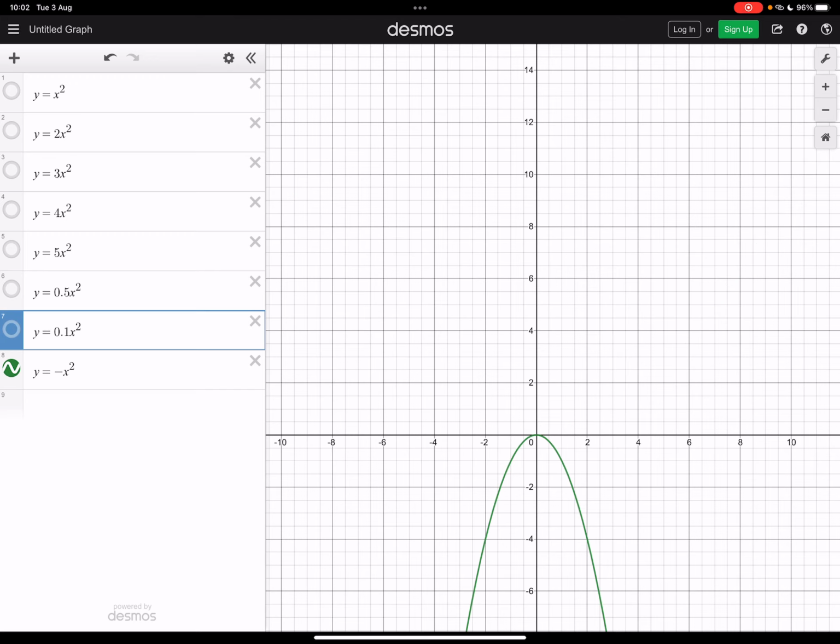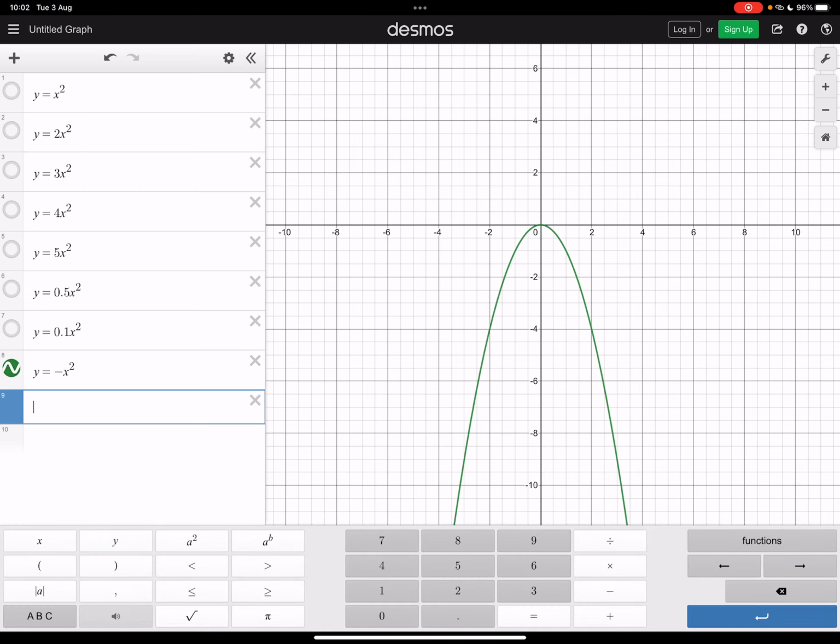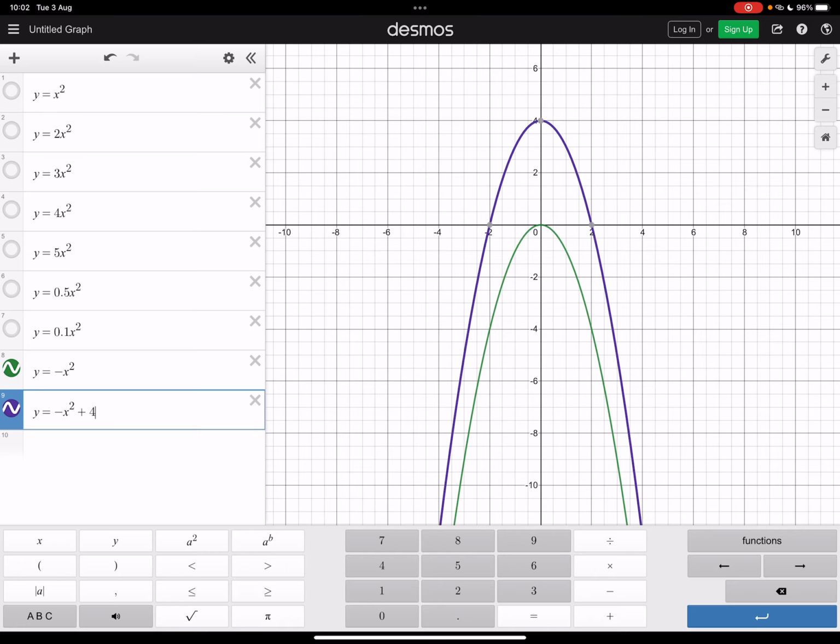So there's y equals negative x squared. You know it's a sad face. Let's put y equals negative x squared and then add 4. I'll give you 10 seconds to have a look. Maybe you can pause the video and see if you can find what the plus 4 did.